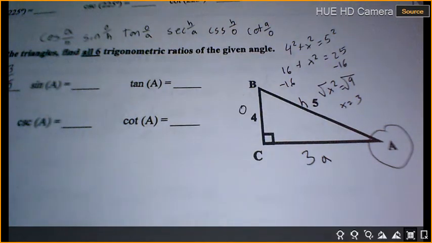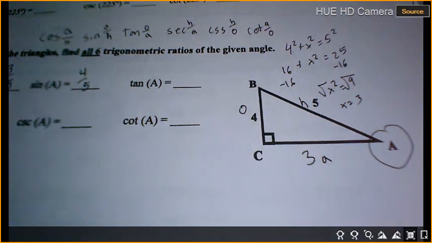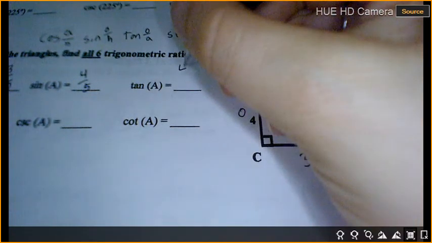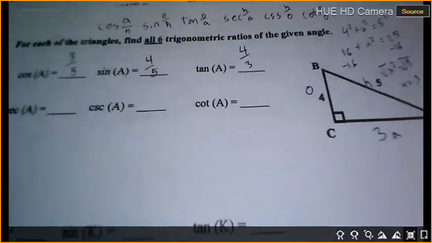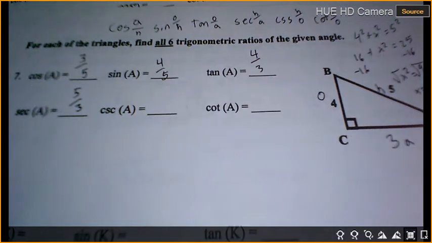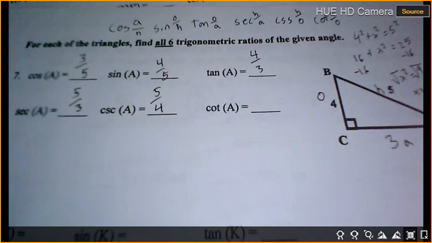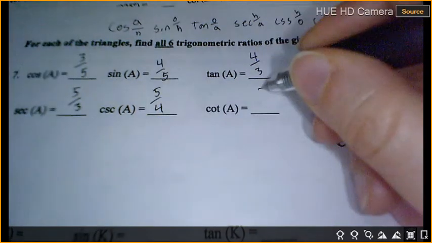The sine is opposite over hypotenuse, so that's 4 over 5. And the tangent is opposite over adjacent, so that's 4 over 3. All right, secant is hypotenuse over adjacent, so that's 5 over 3. The cosecant is hypotenuse over opposite, so it's 5 over 4. And the cotangent is adjacent over opposite, so that's 3 over 4.